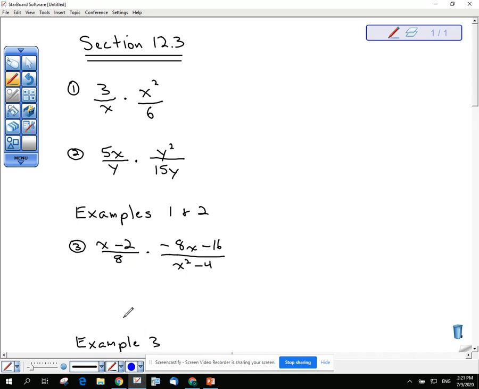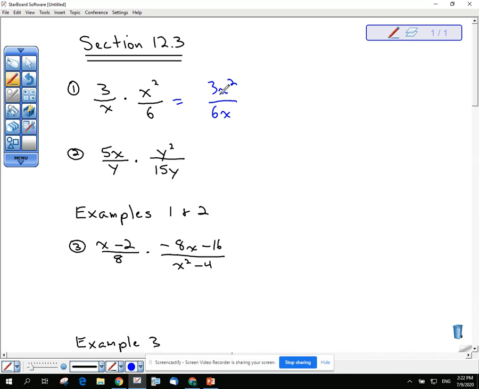I'm going to start with a couple of basic ones here. As I've said a few times in the previous couple of lessons, there are maybe multiple ways to do this, and there's value in you seeing both. On number one, you could multiply across. 3 times x squared would be 3x squared. In the denominator, same thing, x times 6 could be written as 6x. Once you have one fraction, you can look to reduce it.